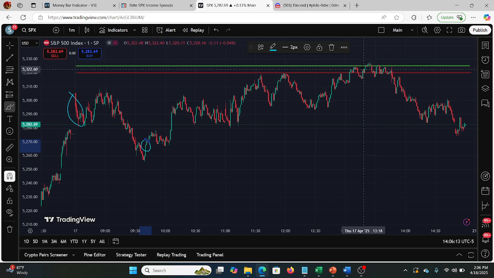Because remember, with a call credit spread, if you close above these two lines, you have a max loss. That's defined by the spread, so it's not huge, but it's not the best. If you close below the strikes, then you get your max win. So basically, you can see we closed below and had a full winner on this particular trade.